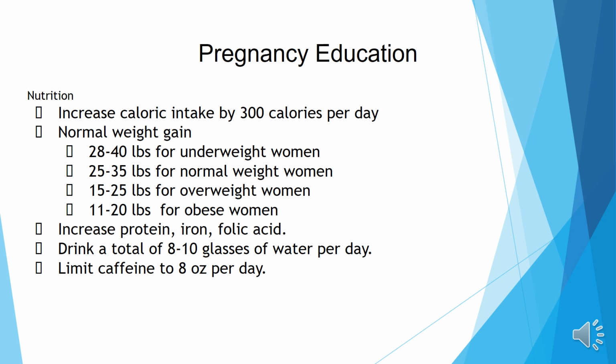Increase their level of protein, iron, and folic acid just for fetal health. Drink a total of 8 to 10 glasses of water per day. That's not only good for hydration, prevention of preterm labor, and also heart health as well. Limit caffeine to 8 ounces per day. So 1 cup of coffee is completely fine, or 1 caffeinated beverage is okay.